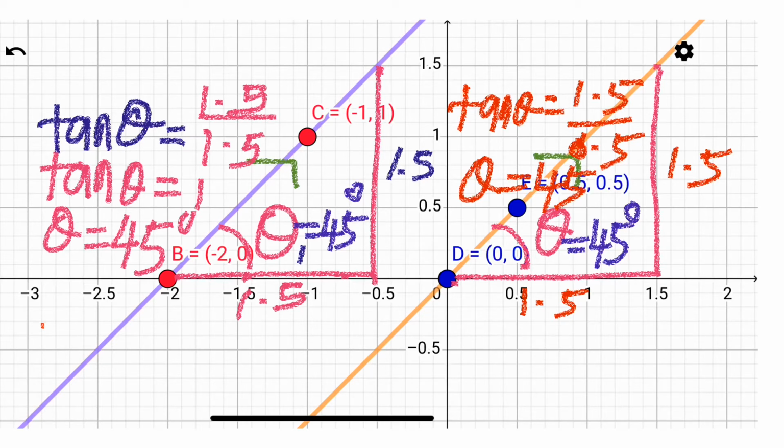Tangent is TOA, right? Opposite over adjacent. Opposite is 1.5, adjacent is also 1.5, so tangent theta is 1. Shift tangent inverse of 1, so the angle is 45 degrees. They have the same angle, theta 1 equals theta 2, both equal to 45 degrees, so they are actually parallel. Tangent value represents the gradient of the line, so m1 equals m2 because they are parallel lines.